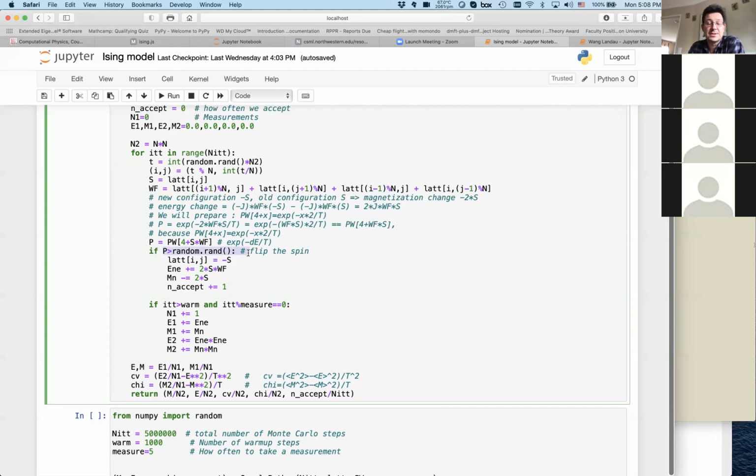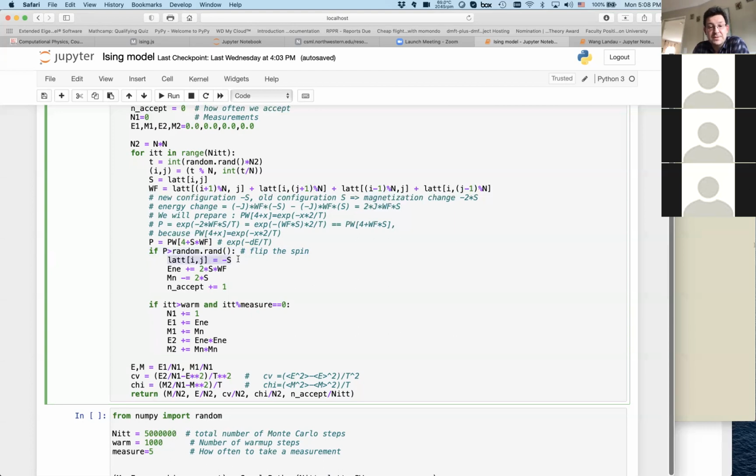So random rand is a uniformly distributed number between 0 and 1, and we accept the step with probability equal to P. This is the Metropolis acceptance probability, isn't it? So now if this step is accepted, what do we need to do?